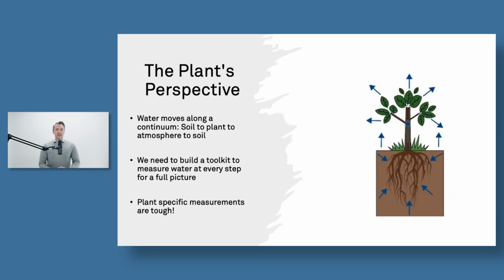So keep in mind that water moves through a continuum out in nature. It moves from the soil to the plant, to the atmosphere, and then ultimately back to the soil. So we need to be able to measure water at every step along the way in order to truly understand what's driving water movement through that system. We're going to talk about soil and atmospheric measurements that you can make, but those tend to be easier to apply and understand in a lot of ways. So we're going to cover those only briefly.